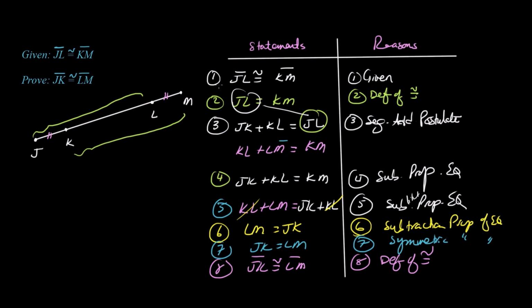But here I stated the given information and converted the congruences into equalities, and then I used the segment addition postulate, 2 times actually over here, to write the 2 baby segments equal to 1 long segment, and then I substituted one of them into the other using the substitution property of equality. And then I used the substitution property of equality again to equate the 2 longer segments over here, and I subtracted KL from both sides, subtraction property, to get that, and I used the symmetric property.